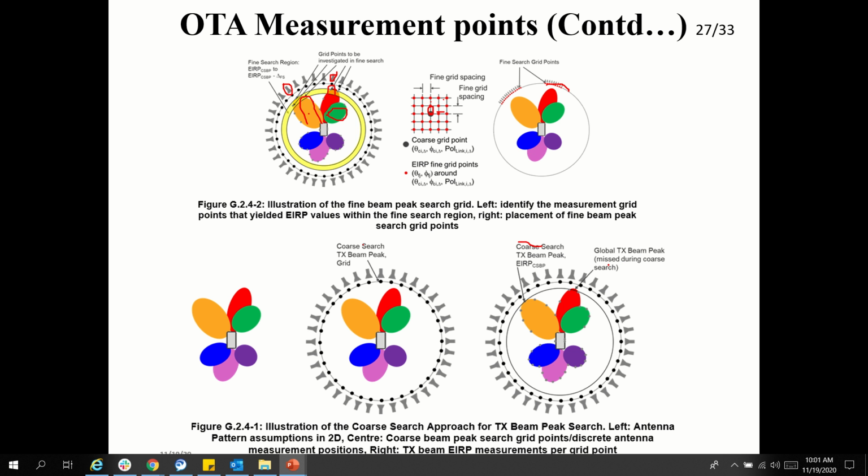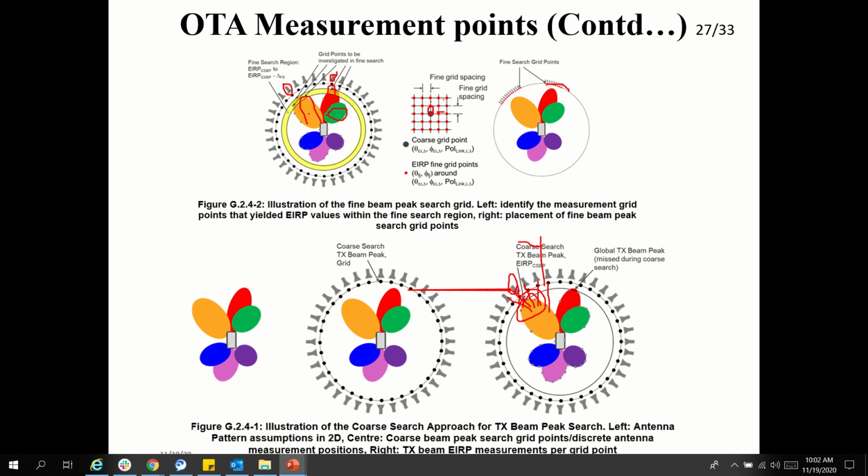Okay, fine search. For example, if you do coarse search, you will receive the power here. But if you do fine search, which means what? Coarse is like you are measuring here and here and here. But fine search means you are measuring each point, this point, this point, this point, through this antenna. All the points you are measuring and then deciding exactly where the beam peak is. Okay, that is the fine search.